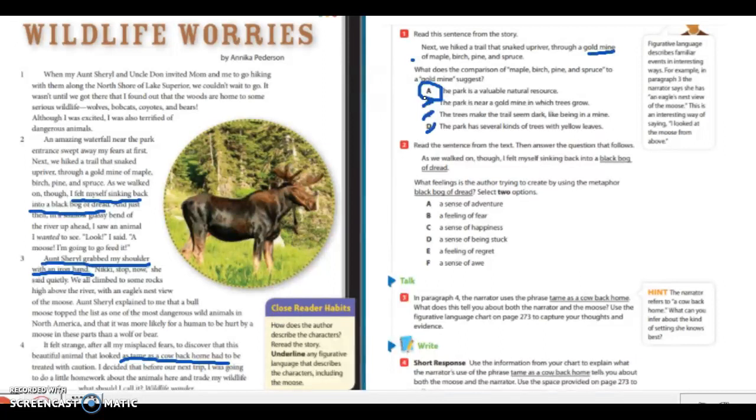Number 2. As we walked on, though, I felt myself sinking back into a black bog of dread. I'd like you to please circle 2 answers. Remember, 2 answers that tell you what the black bog of dread means. Go.